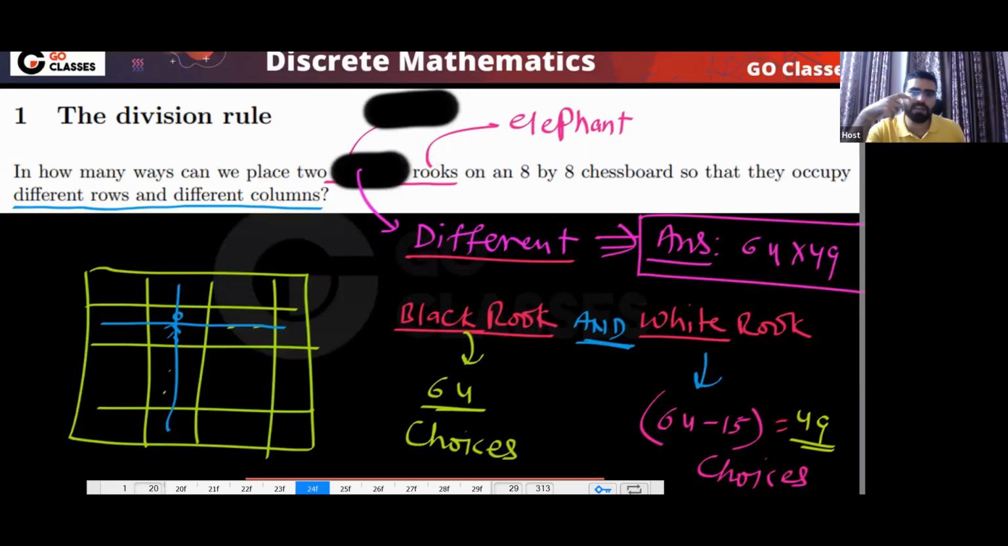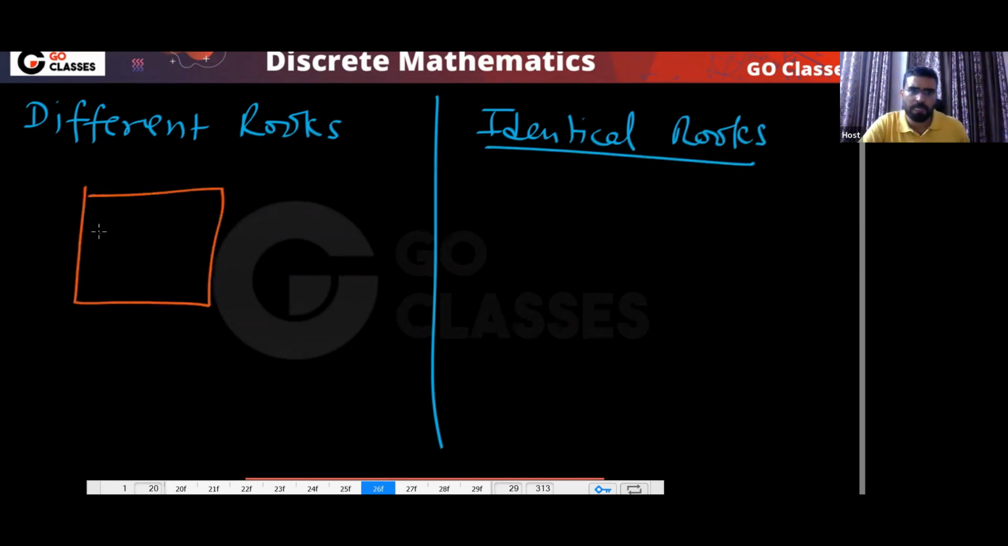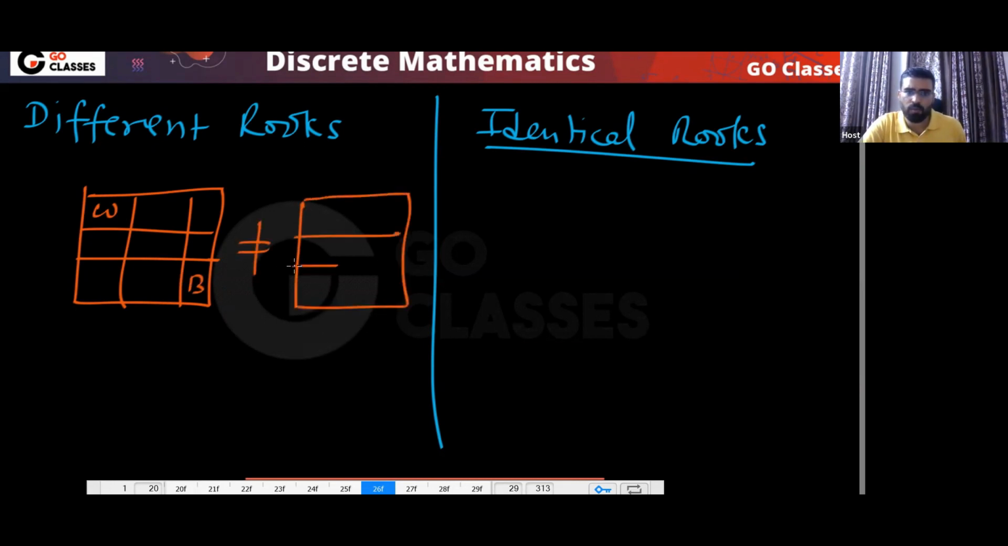But what is the problem? If they are different rooks versus identical rooks, what is the difference? What change will happen? Now let me tell you the change. You can notice that these two are different. For example, if I put white here and black here, this is not the same as putting black here and white here. Both are different, correct?